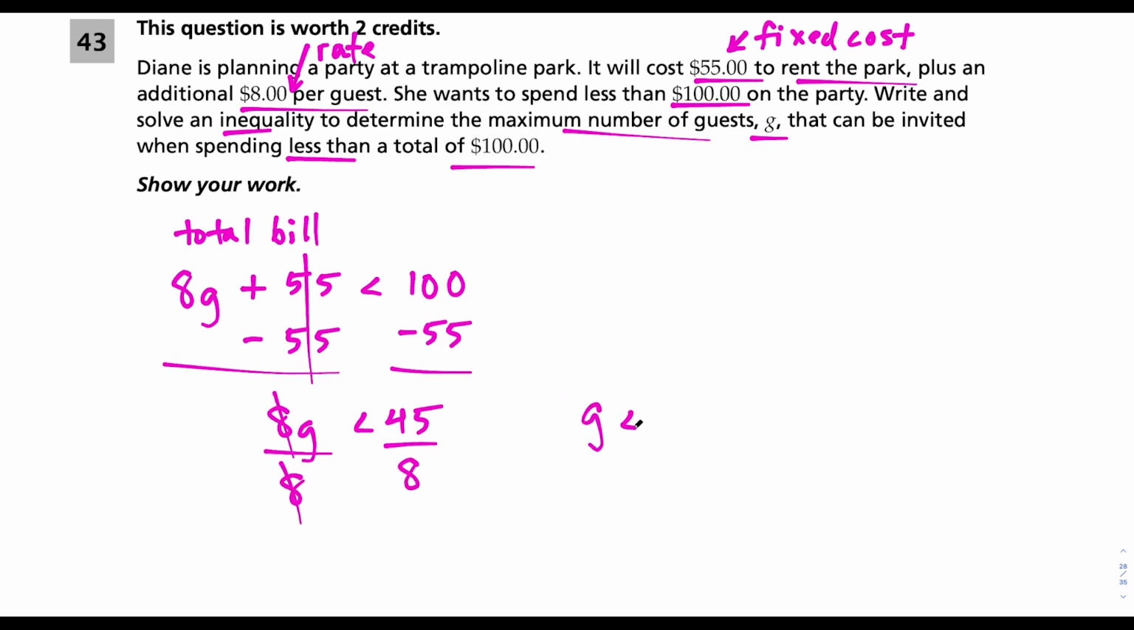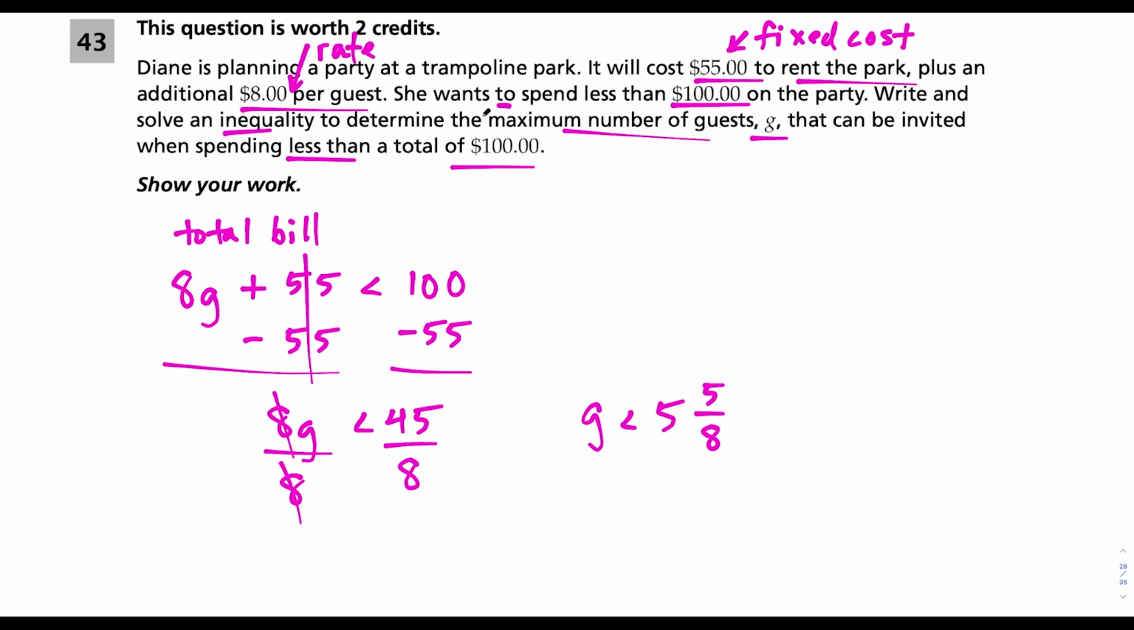And we have G is less than, and 8 is going to go into 45 5 times with a remainder of 5. So we're going to have 5 and 5/8. But think about this very, very carefully here. The number of guests has to be less than 5 and 5/8. We need to have a whole number of guests.